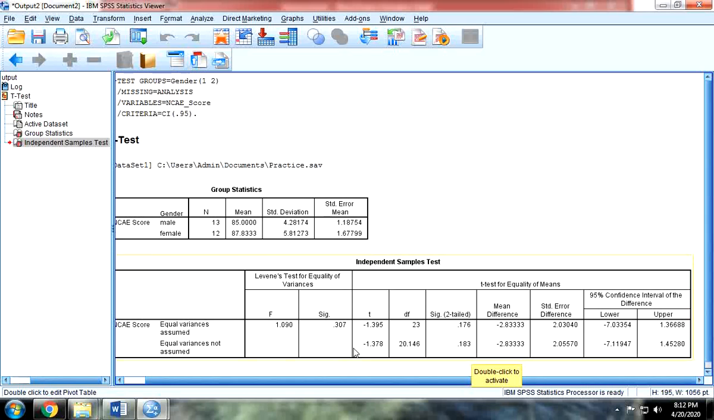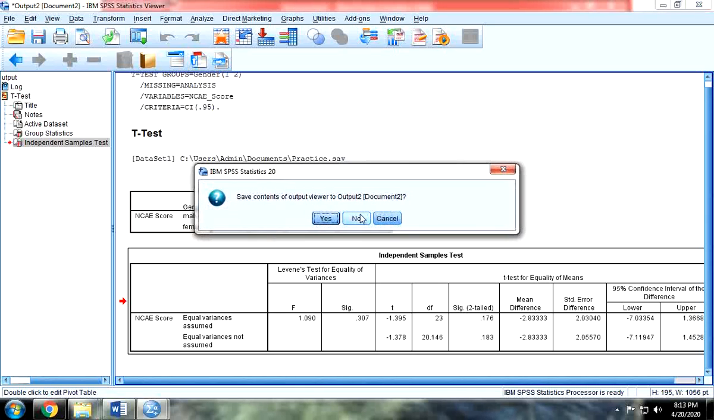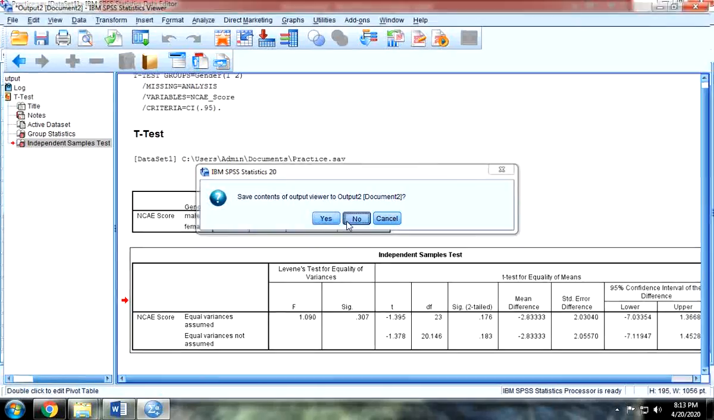So technically, we now conclude that there is no difference between males and females in terms of NCAI score. Looking into your distribution curve, males and females are equal. So that's it. Thank you.